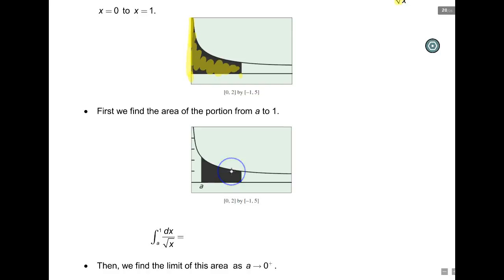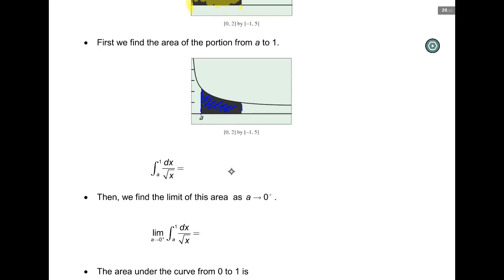So what we do is we figure out, okay, well, maybe we don't want to start from 0. Maybe we want to start from some value a. So let's figure out the area of this region. This is x to the negative 1/2, so it becomes x to the 1/2 over 1/2, so it becomes 2 root x. We want to evaluate that from a to 1. So we have 2 root 1 minus 2 root a, which is 2 minus 2 root a.